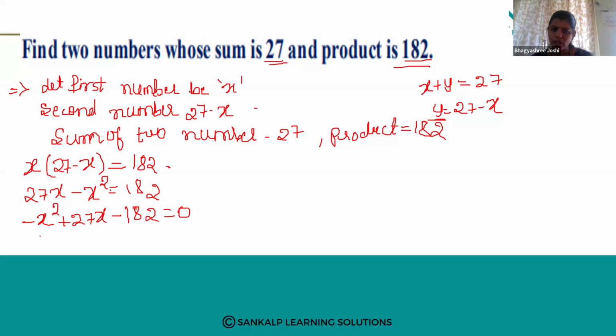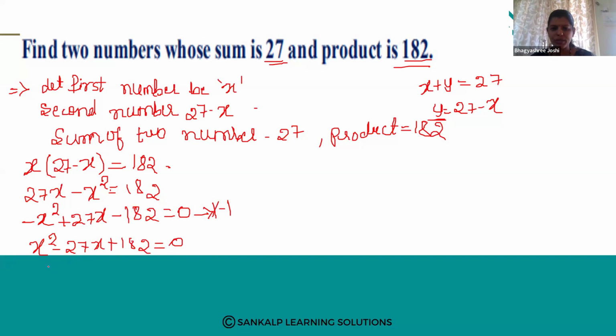Now what will I do? In order to remove this minus sign, I don't want this minus sign. So for that, what will I do? I will multiply this equation by minus 1. Okay. If you multiply this equation by minus 1, what will you get? So minus into minus, it is plus. So this is x square, this is minus 27x and this is plus 182 is equal to 0.